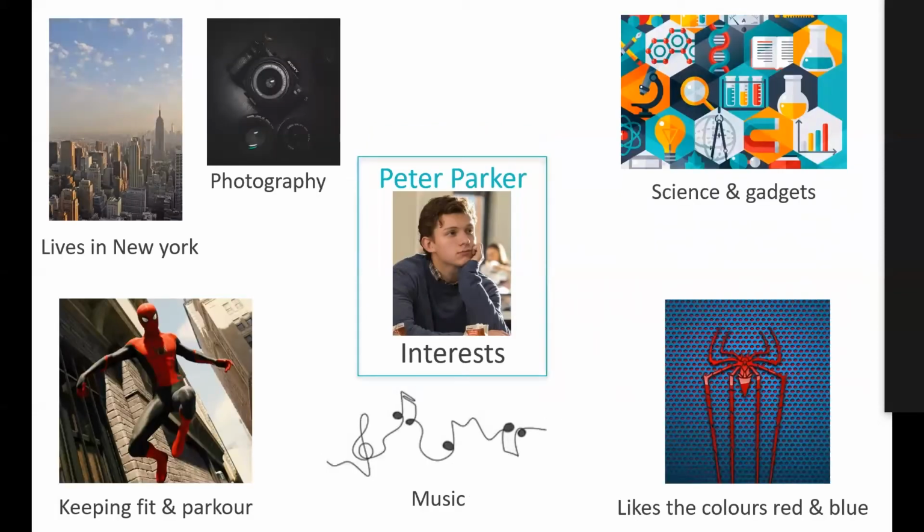So I started to brainstorm this and think, what are his interests? That's always a good place to start. So he lives in New York City, he's interested in photography, he loves science and gadgets, he likes the colours red and blue, and he likes listening to music as well. And also he keeps pretty fit as well, and he's probably into parkour. So these are all his interests, and those interests could include things that you might want to include in artwork in the room. Maybe he's got some favourite bands, or it could be favourite colours as well. So it's good to learn your client's interests as well.